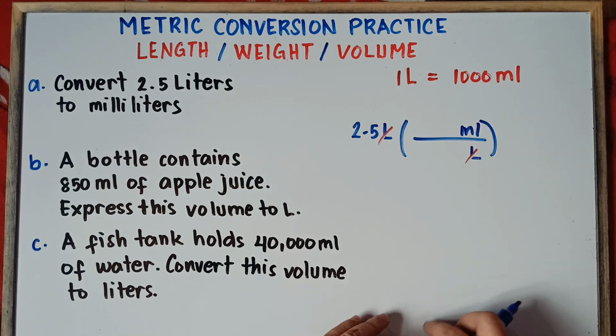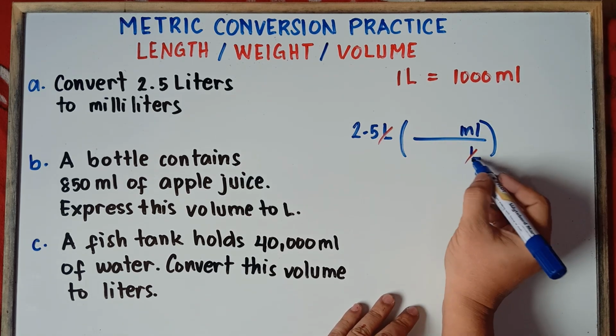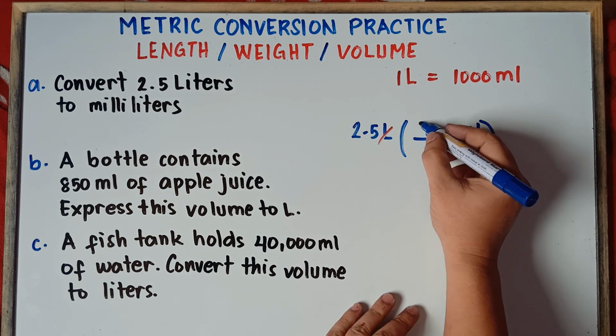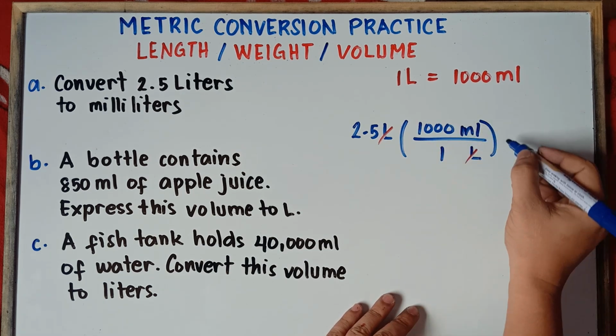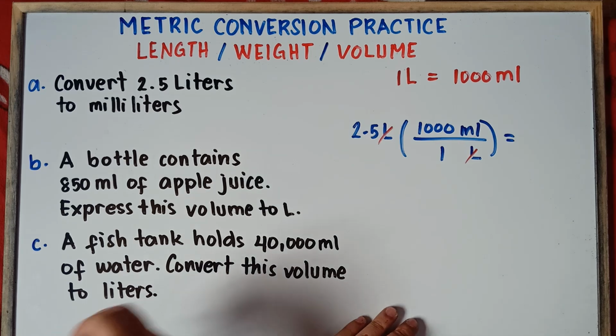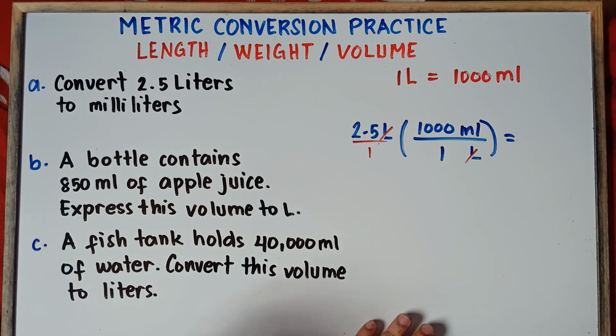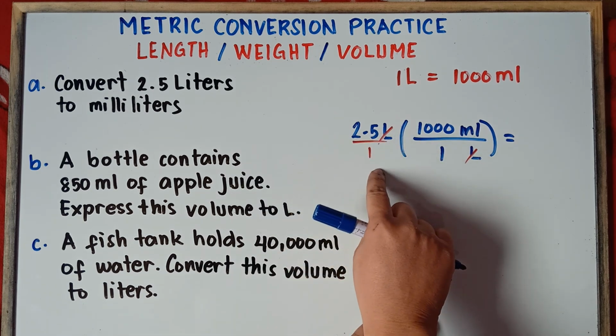Once again, class, be careful in writing the conversion. It should be 1 liter, 1,000 milliliter. Alright, and then we can put over 1 here for our given. So 2.5 over 1, that's okay. That's the same. 2.5 is just the same with 2.5 over 1.